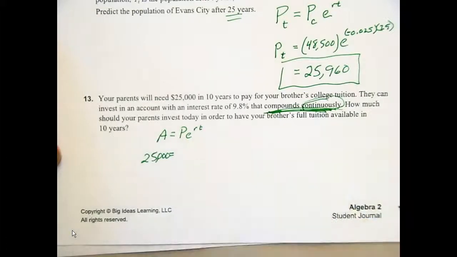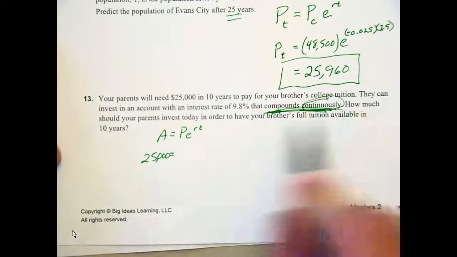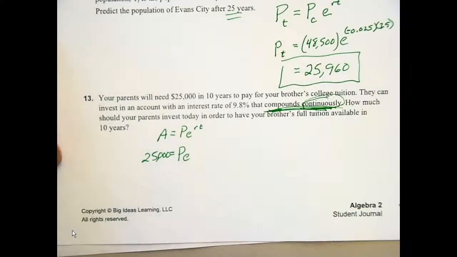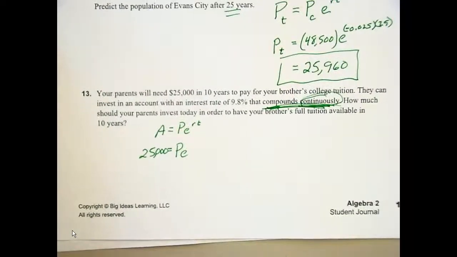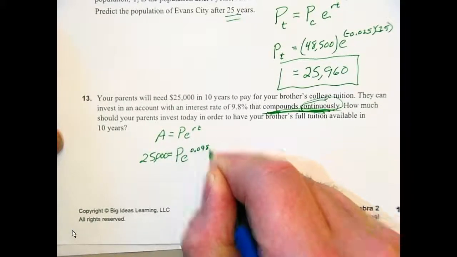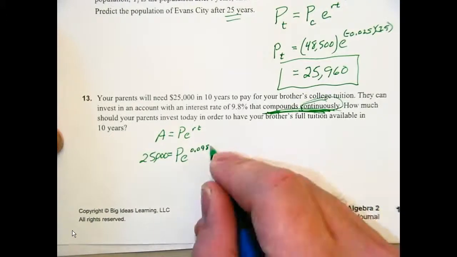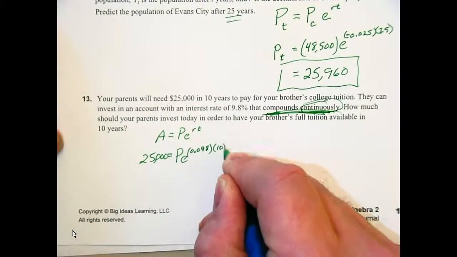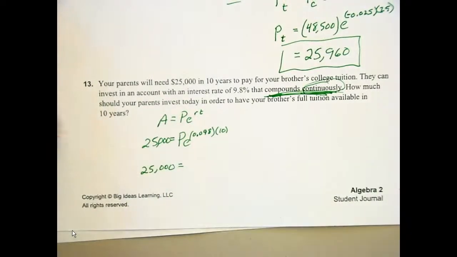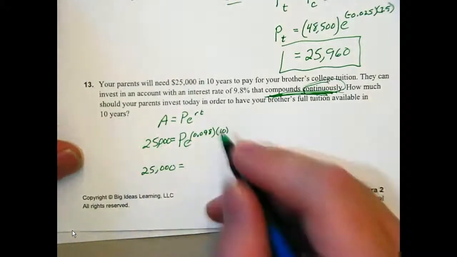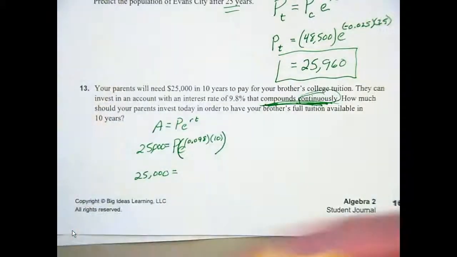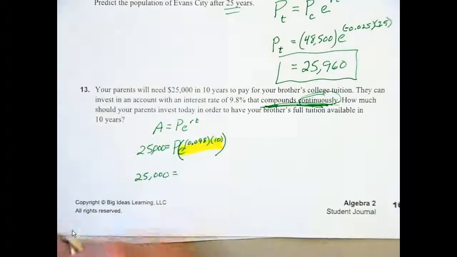So they give us the amount. Our principal, well, that's what they're asking. How much should your parents invest? That's the principal. That's what we're trying to find. We know r is 9.8%, so we need to write that as 0.098. Make sure we change it to decimal. And we're going for 10 years. So when we solve that, really we're trying to get P by itself. How do we do that? We divide by this thing right here. So if we divide by that, that's going to cancel. We're going to be left with P.